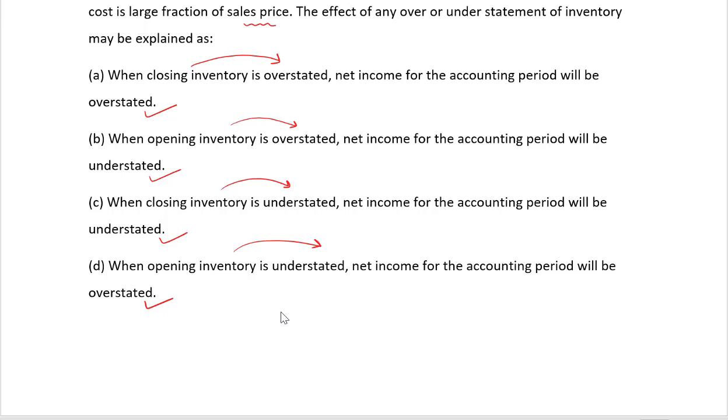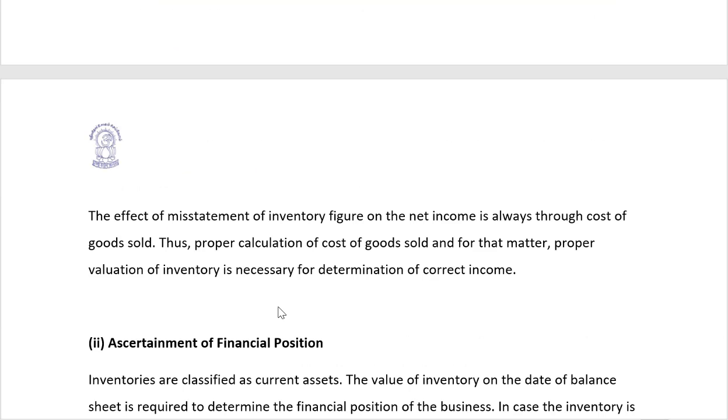When closing inventory is overstated, the net income of the accounting period will be overstated. When opening inventory is overstated, the net income will be understated. When closing inventory is understated, the net income will be understated. And when opening inventory is understated, the net income will be overstated. The effect of misstatement of inventory figure on the net income is always through cost of goods sold. Thus, proper calculation of cost of goods sold, and for that matter, proper valuation of inventory, is necessary for the determination of correct income.